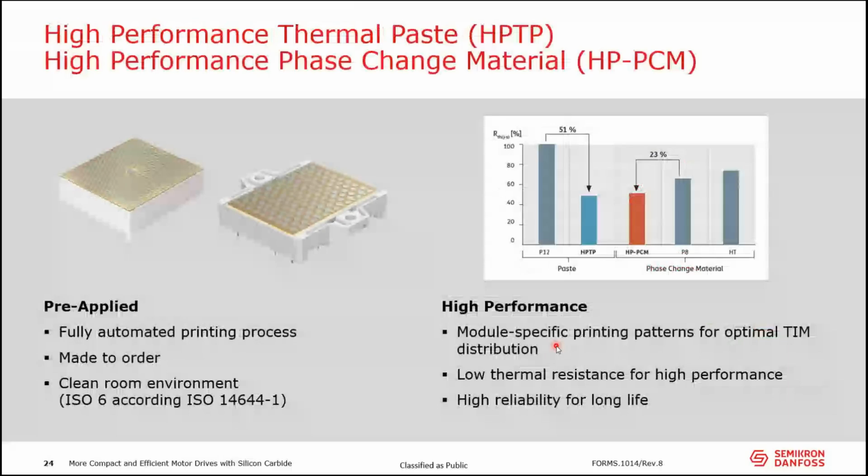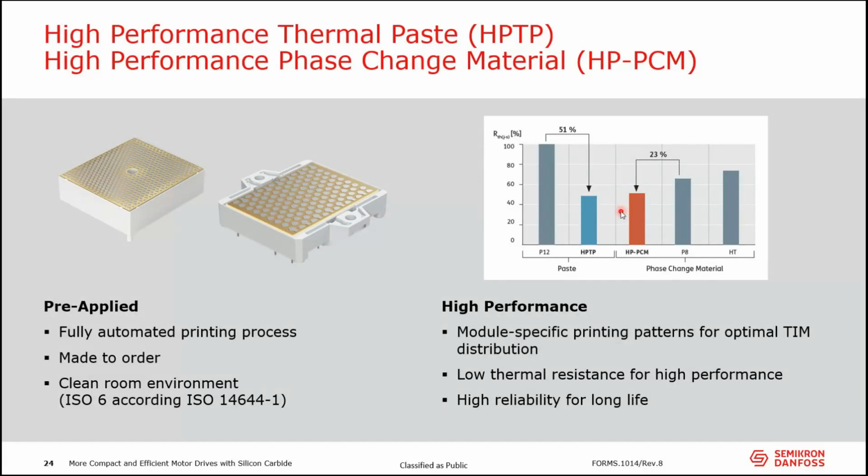One word about the thermal interface material. I want to highlight that also. You can order all of these modules with pre-applied thermal interface material, and here we have 2 options. One is the HPTP, high performance thermal paste, that I mentioned in the application examples already. But there's also another interesting material that we just recently, or maybe a year before, released. That's HPPCM phase change material, high performance phase change material.